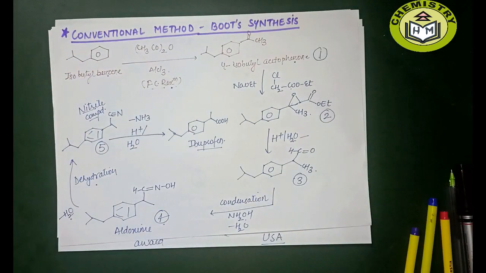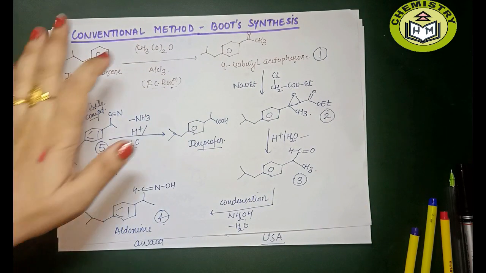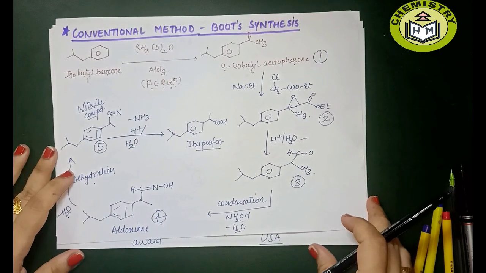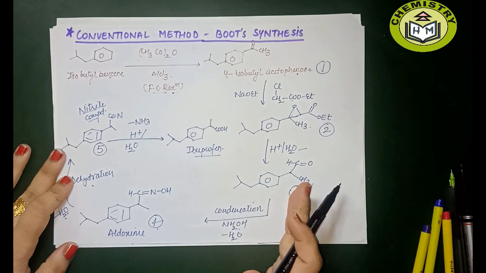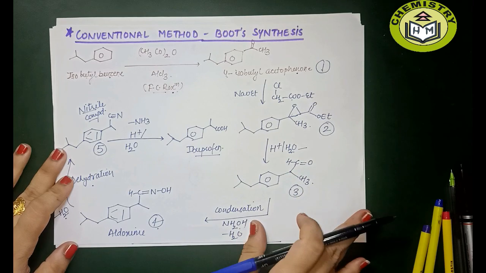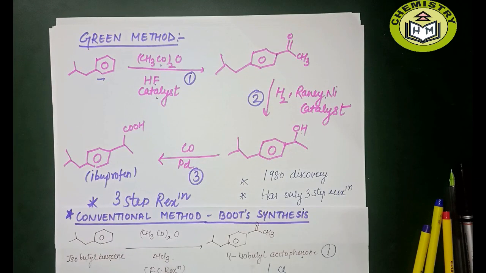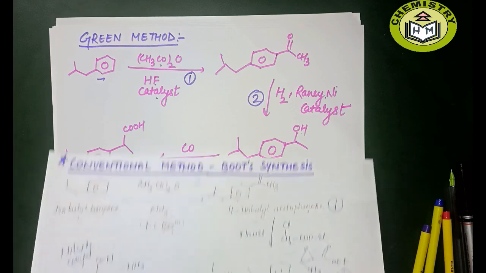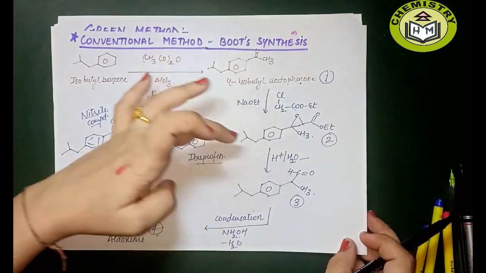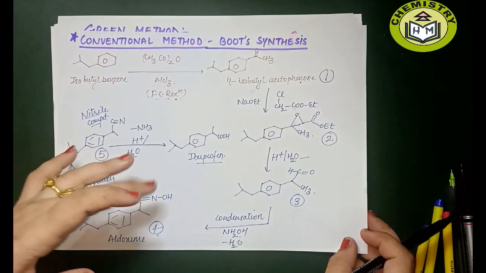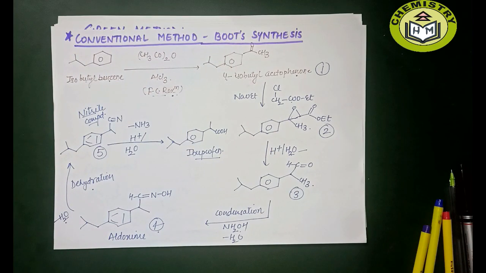See, this is the conventional method. If you see, this is a long reaction, and if you compare which method is easy among these, then definitely the green method is easy because it is a 3-step reaction, and this is 1 2 3 4 5 6, I think 6 or 7-step reaction, right?